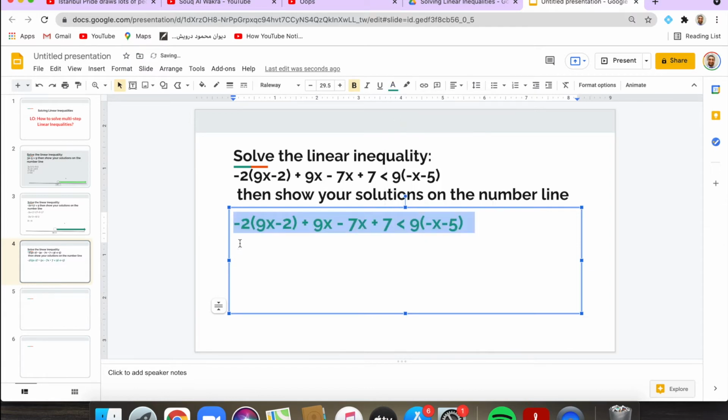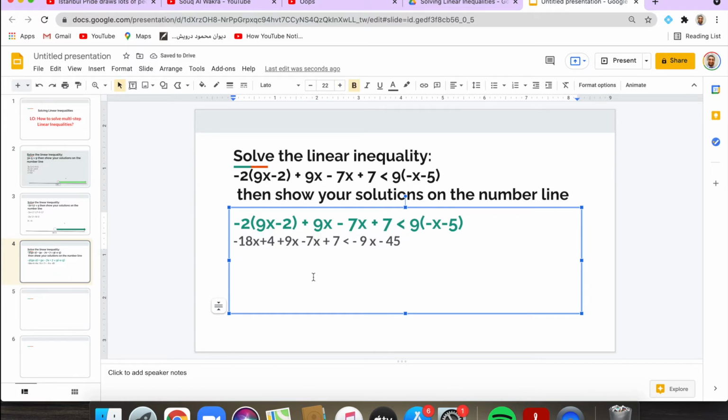The first step is doing the distributive property by getting rid of all of the parentheses. So negative 2 times 9x, negative 18x. Negative 2 times negative 2, positive 4. Now plus 9x minus 7x, leave it as it is, less than 9 times negative x, negative 9x. 9 times negative 5, negative 45. So my first step was just doing the distributive property.